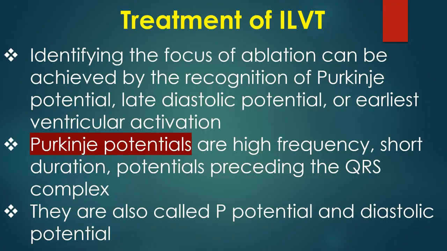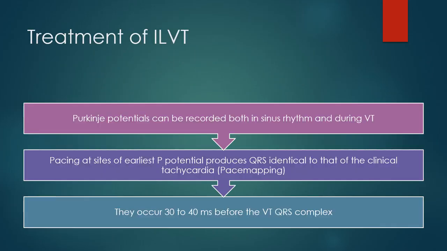Identifying the focus of ablation can be achieved by the recognition of Purkinje potential, late diastolic potential or earliest ventricular activation. Purkinje potentials are high-frequency, short-duration potentials preceding the QRS complex. They are also called P potential and diastolic potential. Purkinje potentials can be recorded both in sinus rhythm and during VT. Pacing at sites of earliest P potential produces QRS identical to that of clinical tachycardia. They occur 30 to 40 milliseconds before the VT-QRS complex.